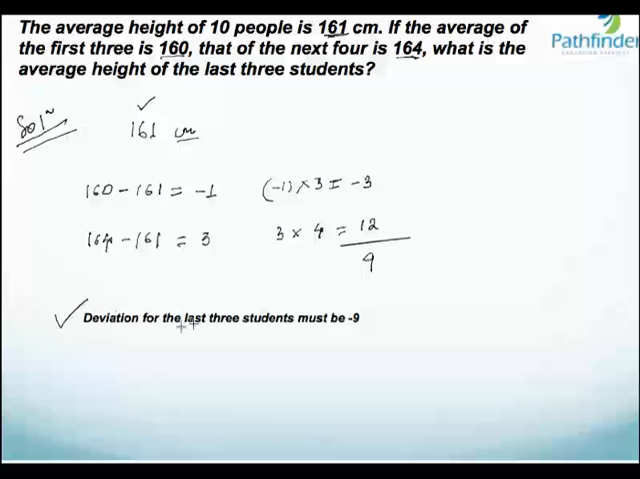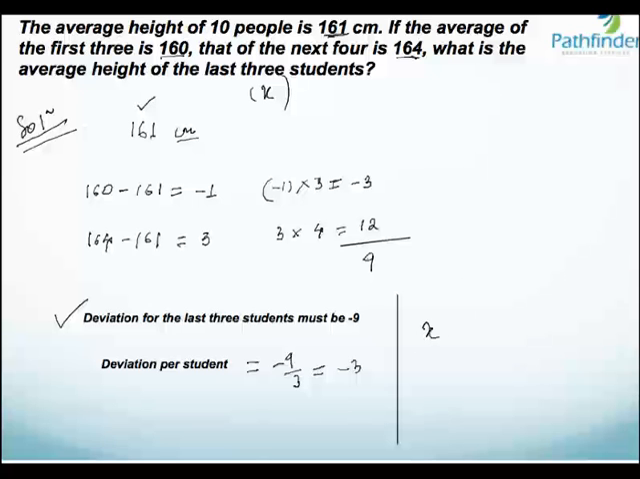Which means deviation for the last 3 students must be minus 9. And if the deviation for the 3 students is minus 9, deviation per student is minus 9 divided by 3, that is equal to minus 3. And obviously this deviation is calculated from the average. So if the average height of the last 3 students is x, then x minus the average, that is 161, the average of the whole, must be equal to minus 3. So what is the average height of the last 3 students? Minus 161 will become positive 161, minus 3 will give us 158 as the answer.